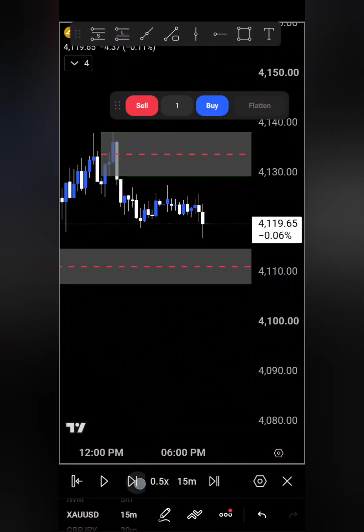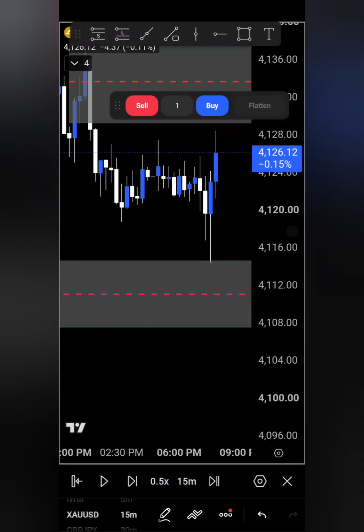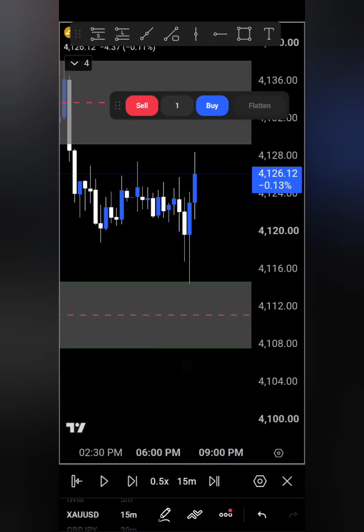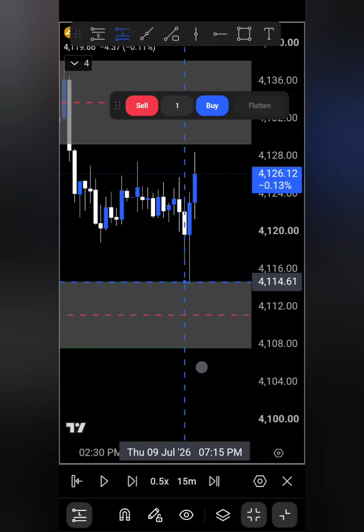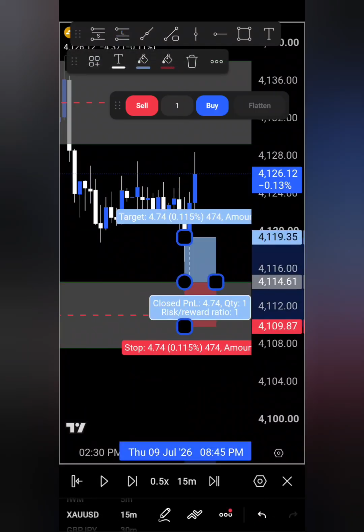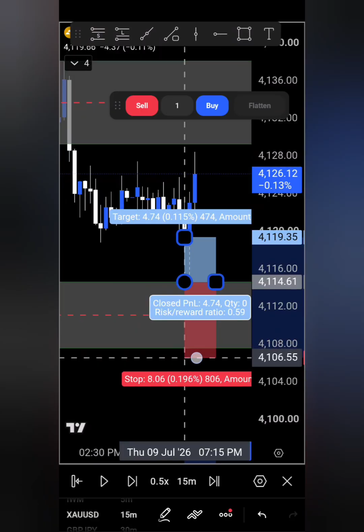So right now we're just pushing and we got a touch. We got a touch right there. As soon as that joker touches, reject it out of there, take that trade. It's in the Asian session, man. That's a beautiful trade. Beautiful trade. Take that. You see how I got that 4107? I'm going to go down to 4105. You know what I'm saying?